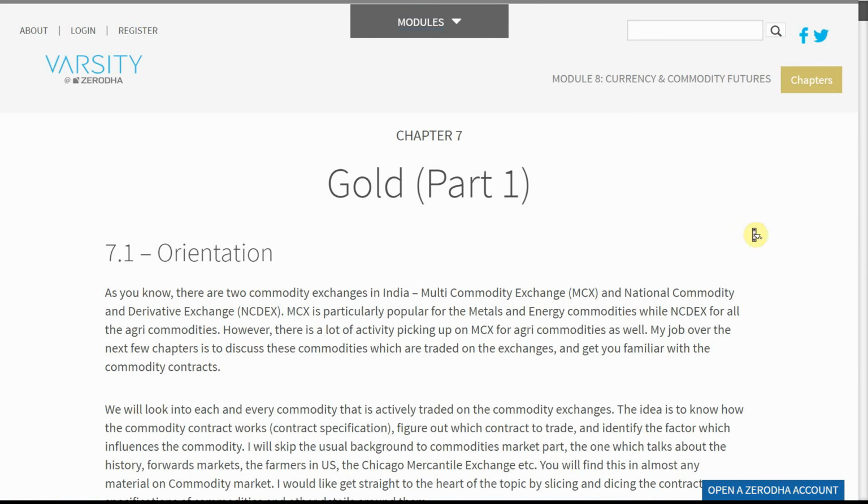Open a Zerodha account. Chapter 7. Gold, Part 1. 7.1 Orientation.